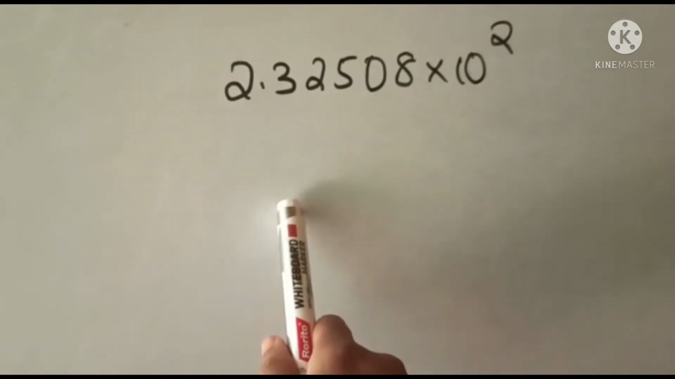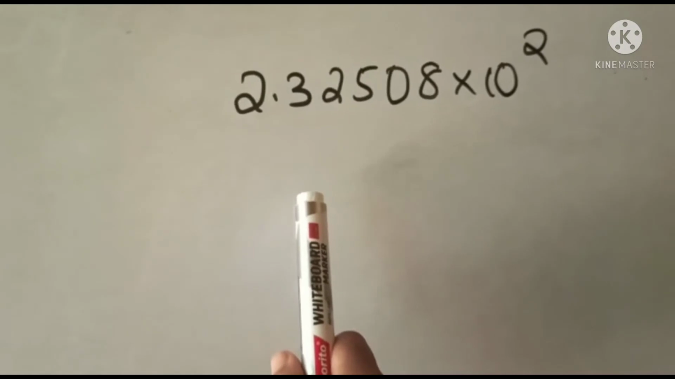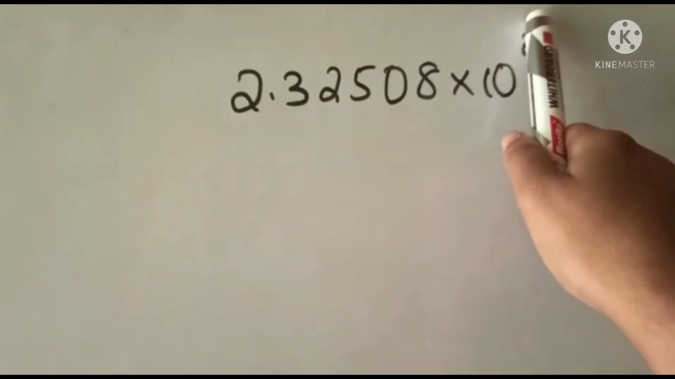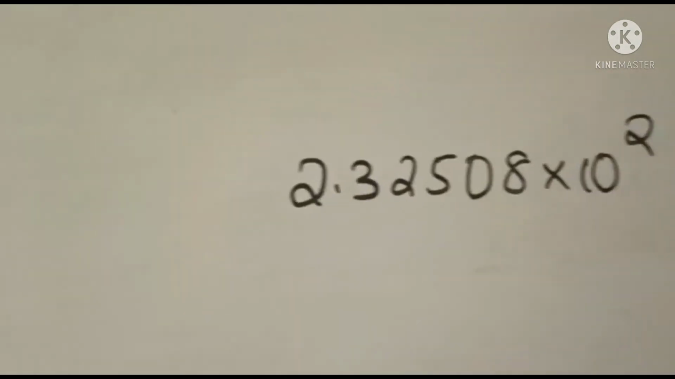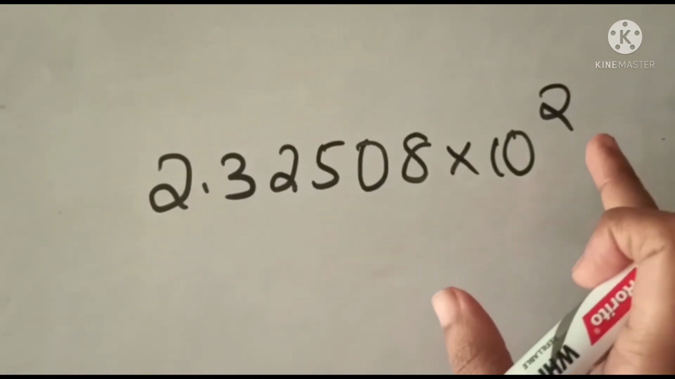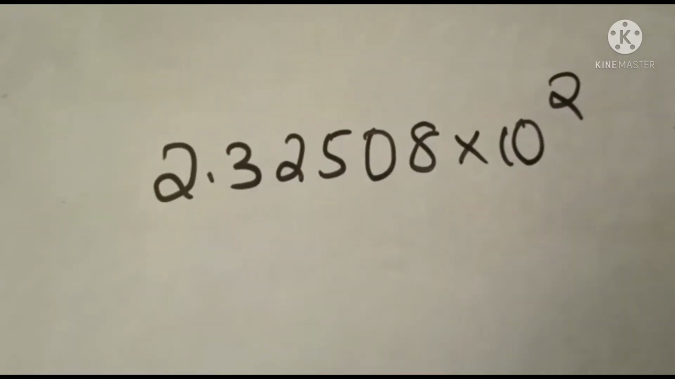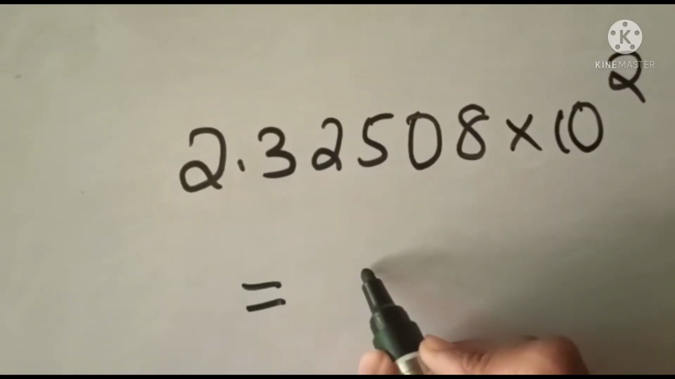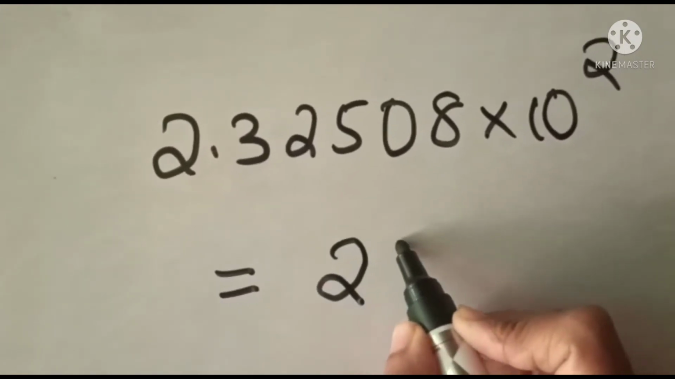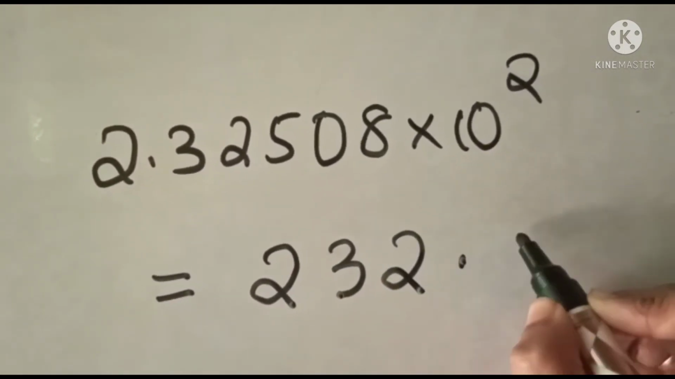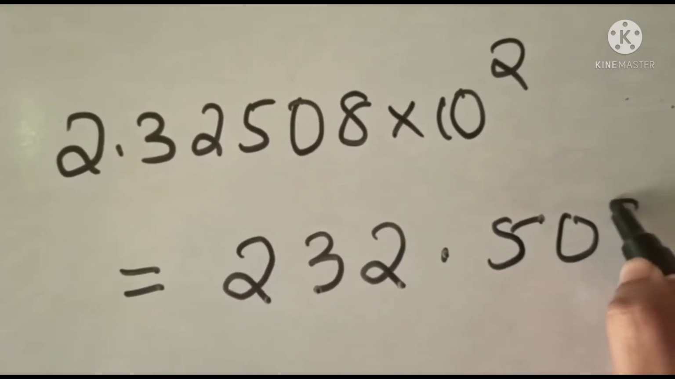Let's do another example. The number is given in the form of scientific notation. We have to convert it into standard form. Here the exponent is 2. So here move the decimal point 2 places to the right. So we get 2,350.8.